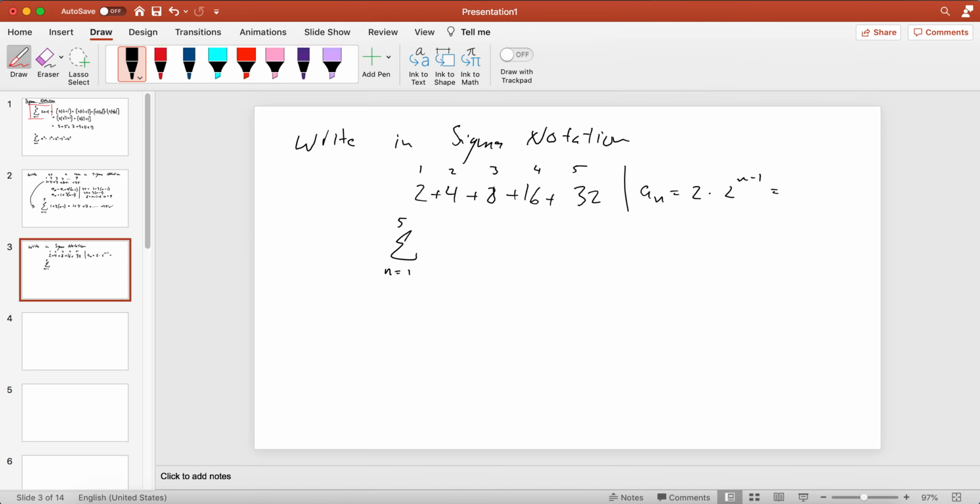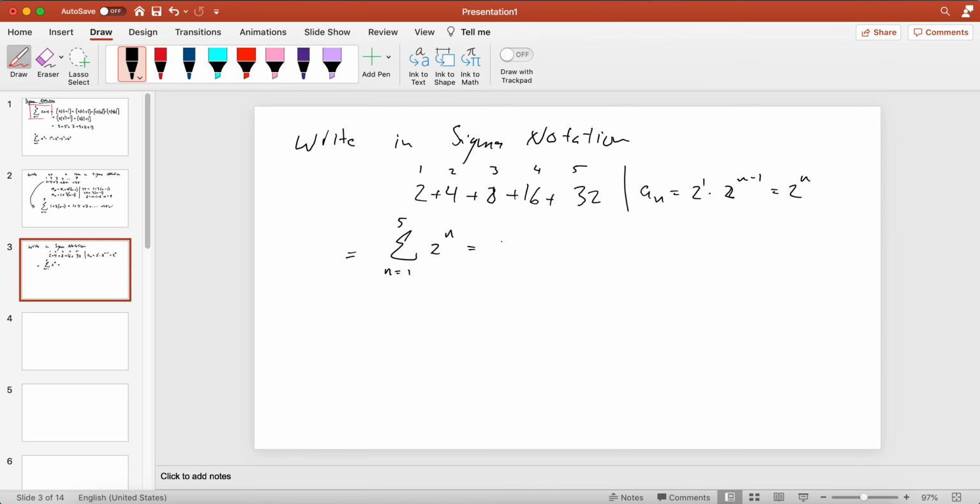Oh, but if you were to simplify this, remember your laws of exponents. This is 2 to the 1 times 2 to the n minus 1. That's just 2 to the n. So that means that the nth term here will be given as 2 to the n. So a nice tidy way to write this sum is n equals 1 to 5 of 2 to the n, all right?